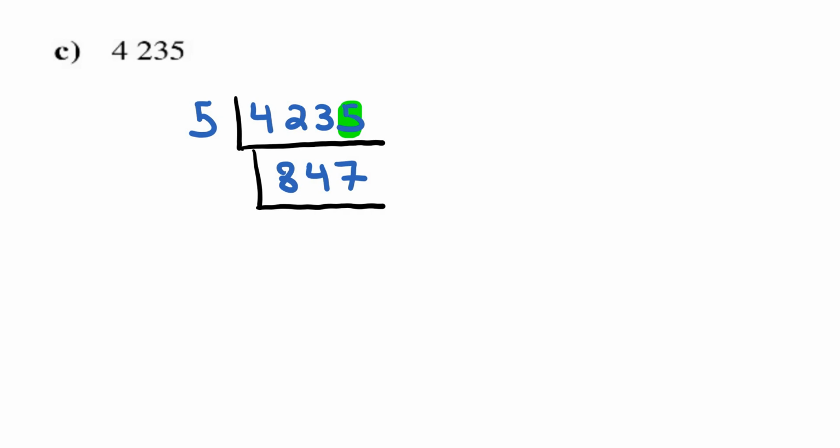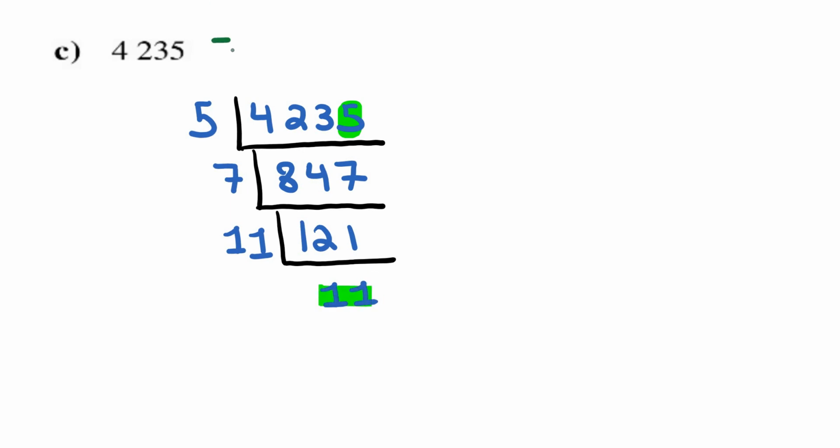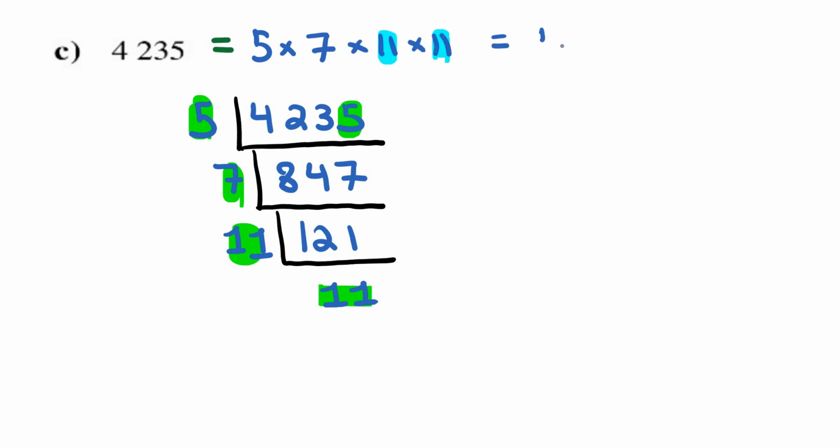Okay, and after that, by experience here, I'm going to divide this by 7. So 847 divided by 7 gives me 121. And then now I'm in a better state here where 121 divided by 11 gives me 11. And this is where I'll stop because that's a prime number. So 4,235, if I break this down into its prime factors, which are the green numbers, that's going to be 5 times 7 times 11 times 11. And notice that I have 2 11s there. So this will be 5 times 7 times 11 to the power of 2.